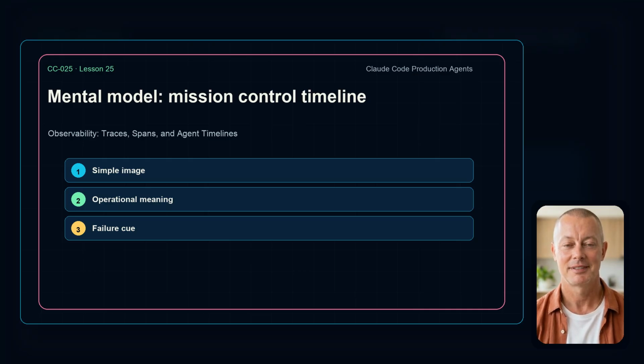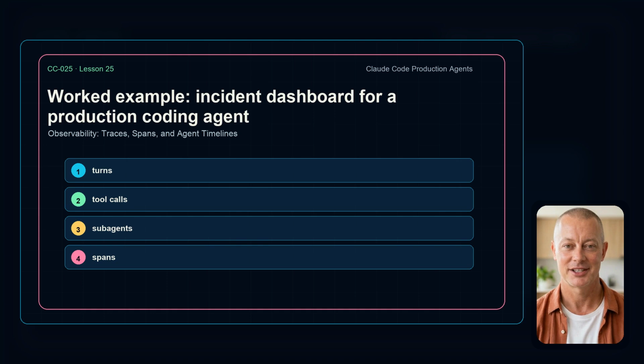Our worked example is an incident dashboard for a production coding agent. In that workflow, the important pieces are turns, tool calls, sub-agents, spans. The agent can still be creative, but the system around it must make the important behavior inspectable.